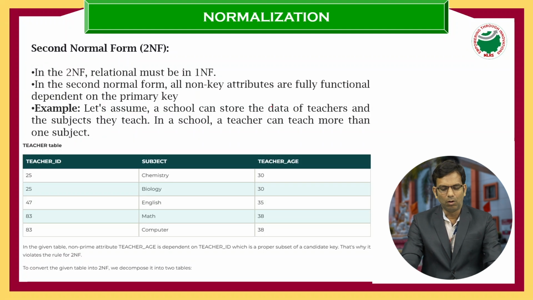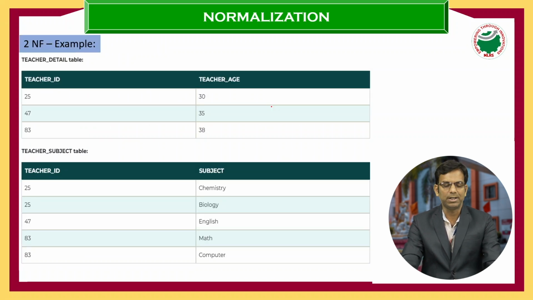Here, in the second normal form, the non-key attributes are fully functionally dependent on the primary key, and we have to remove multi-value dependency. What did we apply in the first normal form? The first normal form concept we have to apply, as well as non-key attributes being fully functionally dependent on the primary key, that we applied. So a table is decomposed into two formats: teacher ID and teacher age are in the first table, and teacher ID and subject are in the second table. Here we have decomposed the table.